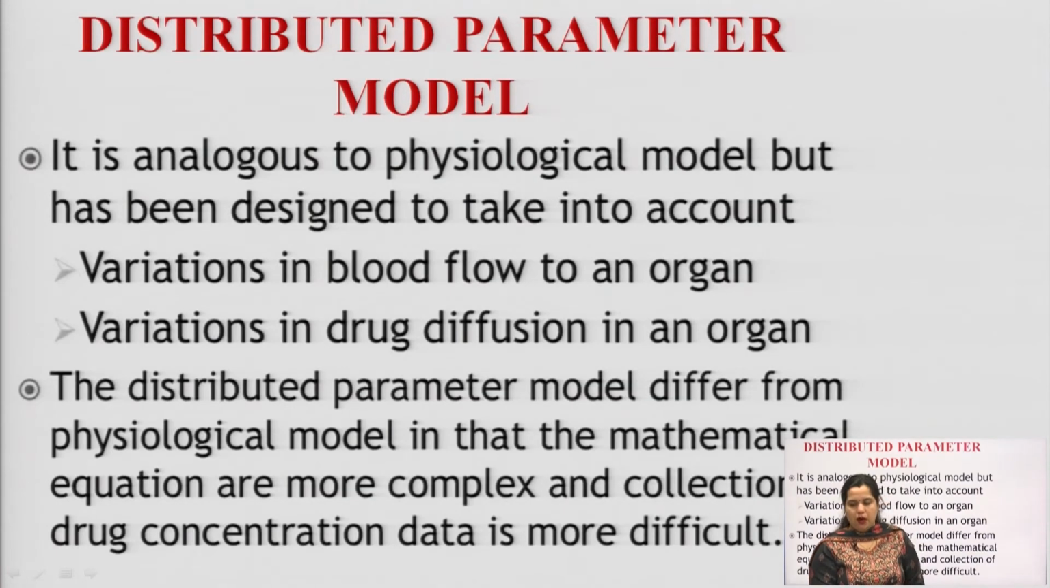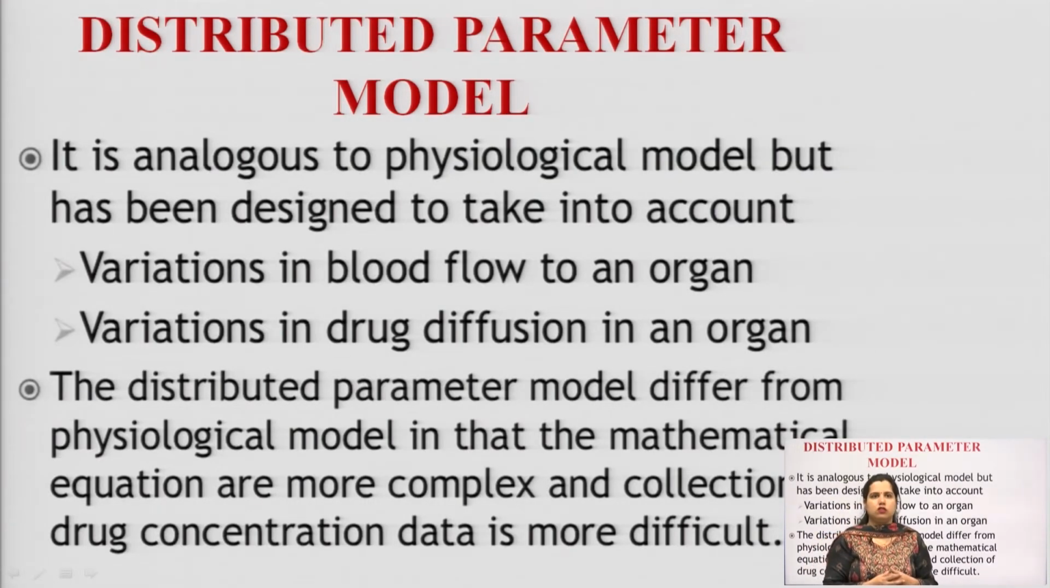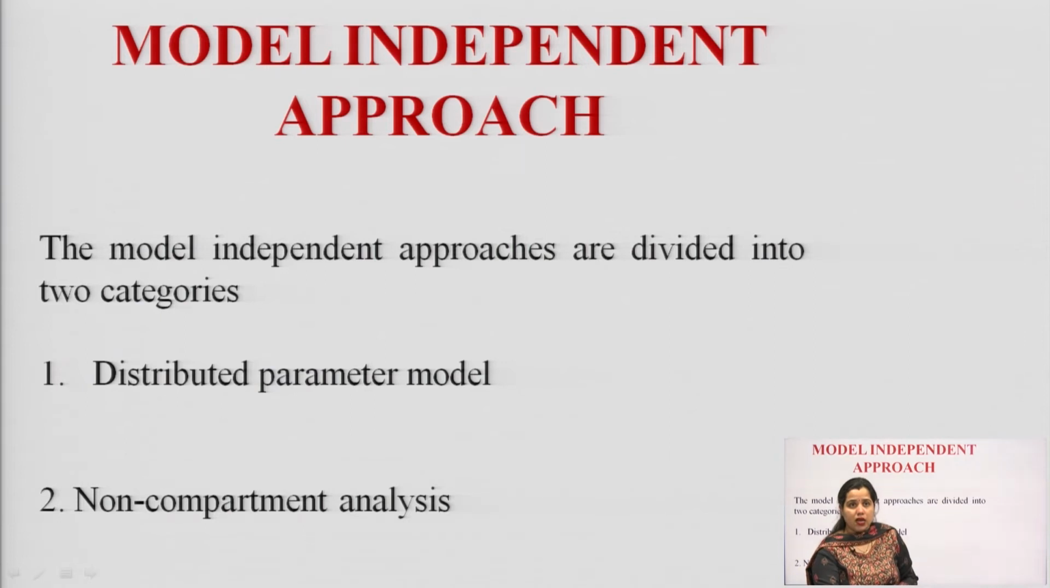So, the distributed parameter model is analogous to the physiological model, but has been designed to take into account variation in blood flow to an organ and variation in drug diffusion in an organ. This distributed parameter model comes under the model dependent approach, and this non-compartmental analysis comes under the model independent approach. So, the third one, the distributed parameter model, is under the model dependent approach. It is written by mistake here under model independent approaches.